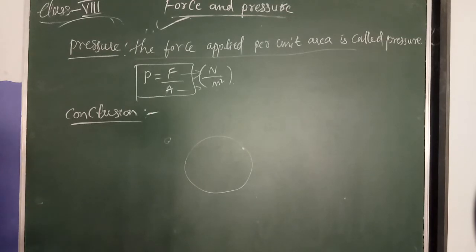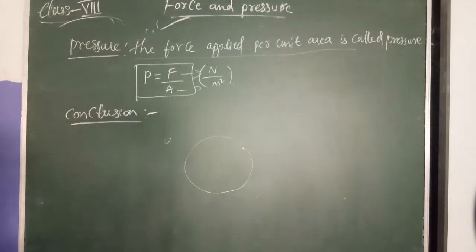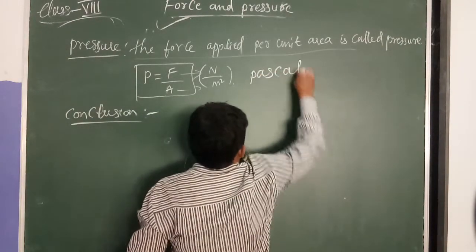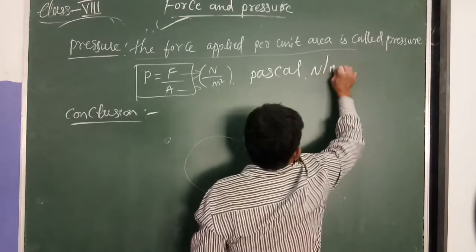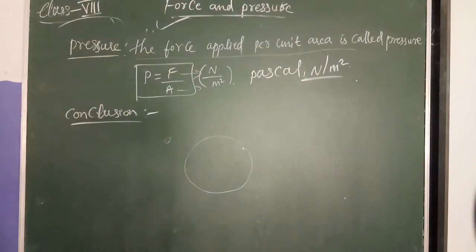Understood? Next, the SI unit of pressure is Newton per square meter, or we can also call it Pascal. The SI unit is Newton per square meter, or we can use Pascal also. Understood? That is what we are using.